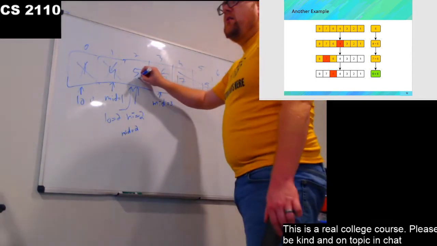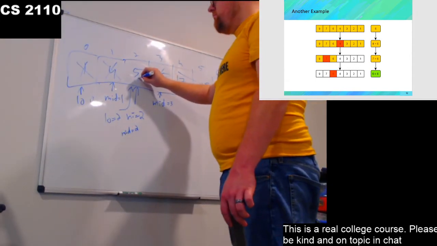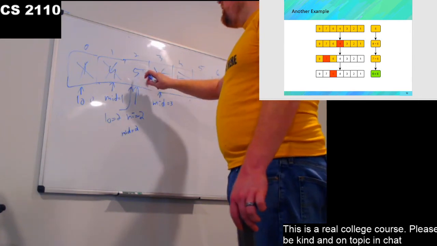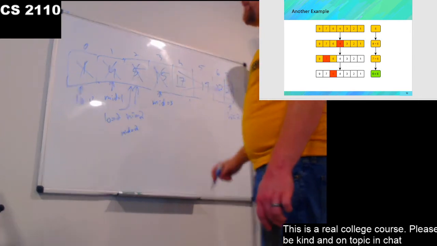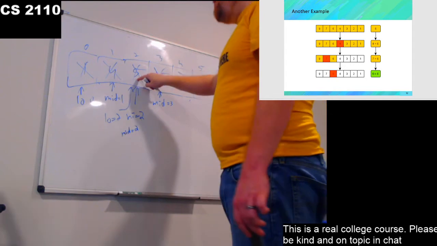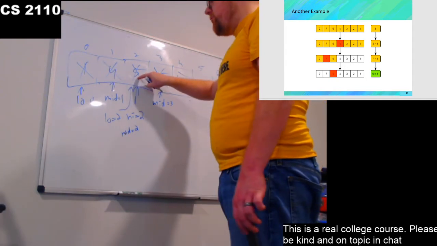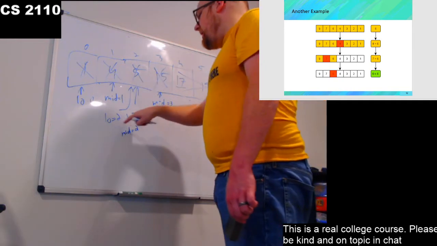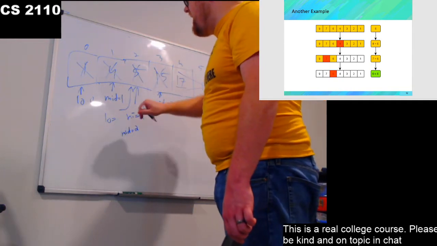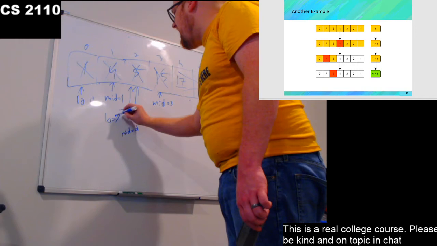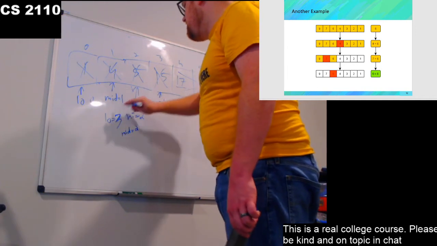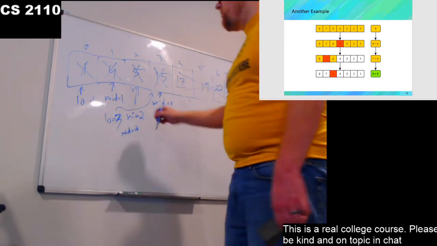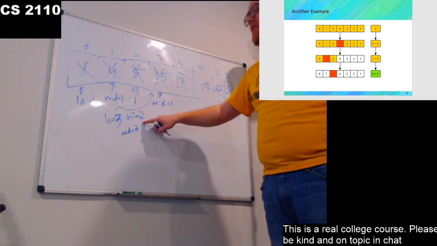I check, and this is not 8. So I cross this out, but then I say, okay, well, 8 should be greater than this, so let's look to the right. In order to look to the right, I make low equal to mid plus 1. Low is now 3. But now I have a problem, right?